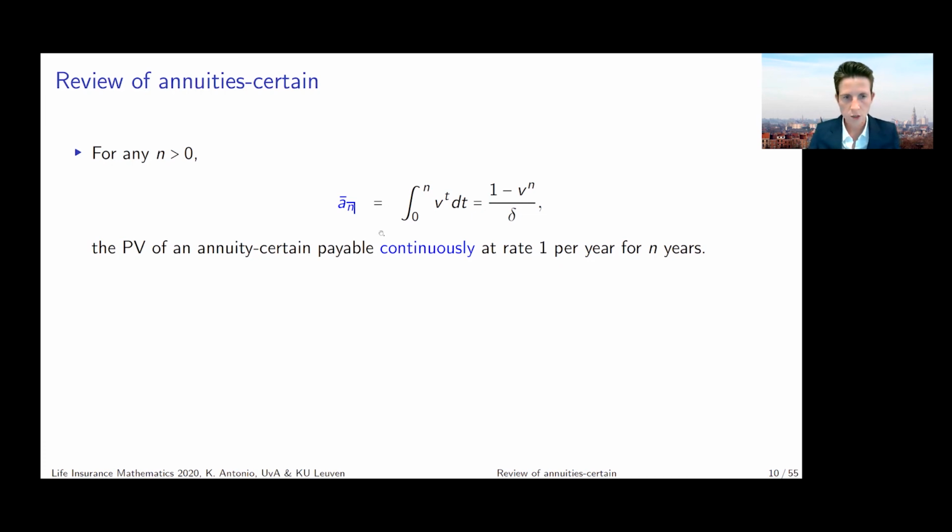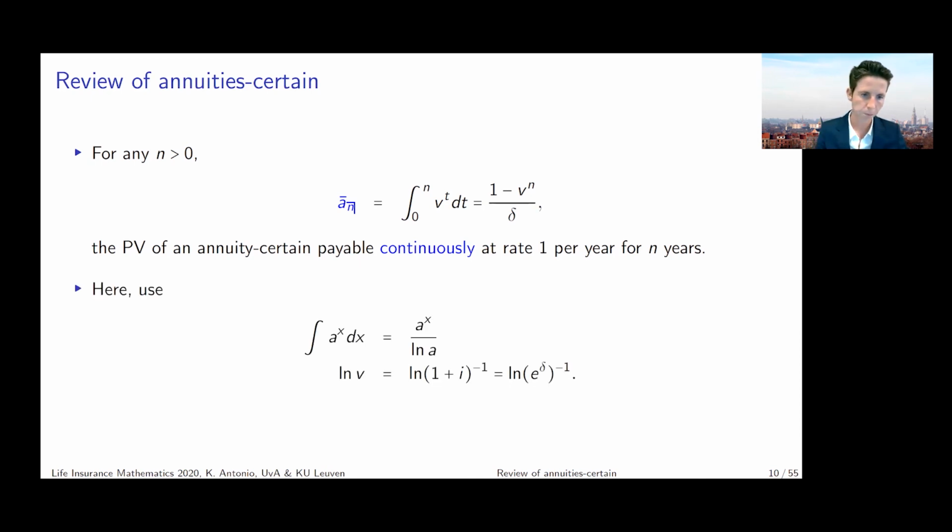Do mind the notation now. Now we've got a bar on top of the small a, and that is once again to indicate the fact that you work with a continuous time product. The type of integral that I'm using here to come up with this closed form expression for the valuation formula, that's the integral that you see here at the bottom. So you can use that to verify this expression yourself.